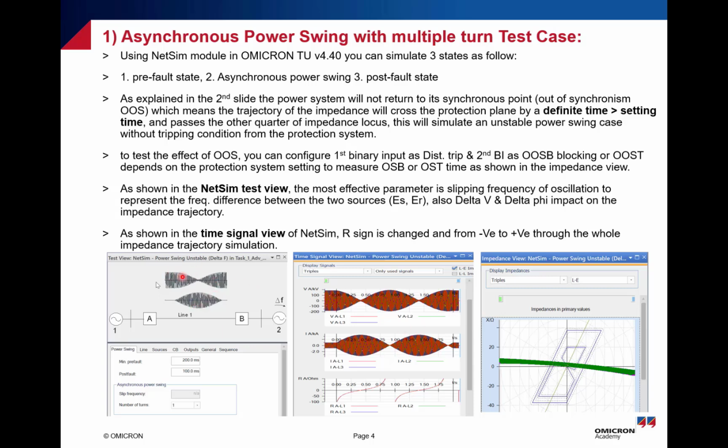So the voltage is decaying over time, and at the same time the current is increasing. And this is what we simulated before, using the state sequencer to ramp down the voltage and ramp up the current to make the impedance trajectory in a manual mode, to enter zone 1 or zone 2 to check the effect of this power swing case.